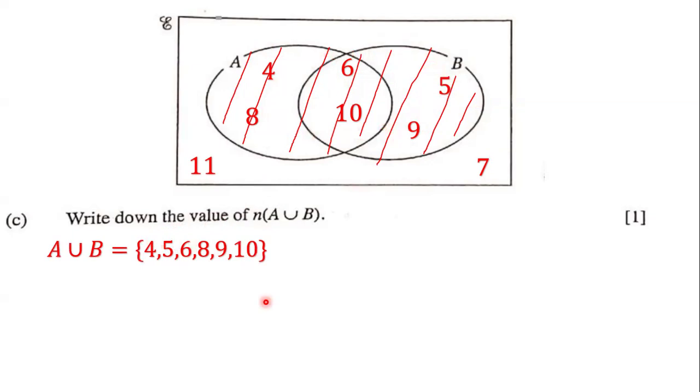And so what is the number of elements there? That's going to be 6, because this is 1, 2, 3, 4, 5, and 6. So that means that the number of elements in A union B is equal to 6. And that's our answer to this question.